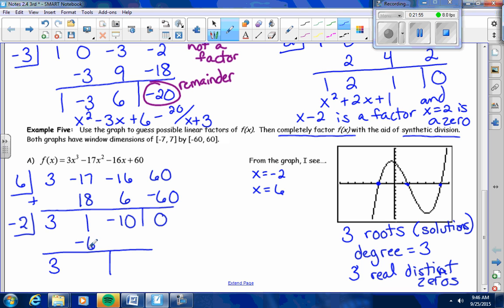1 plus negative 6. Negative 5 times negative 2. Positive 10 plus negative 10. 0.